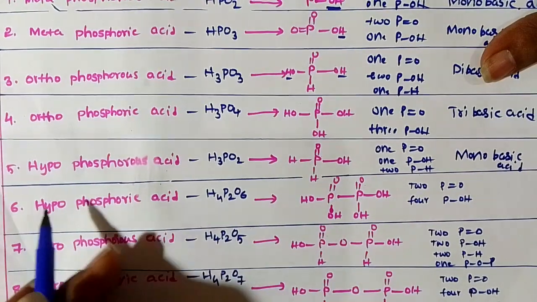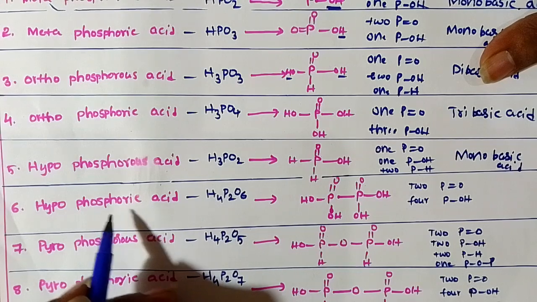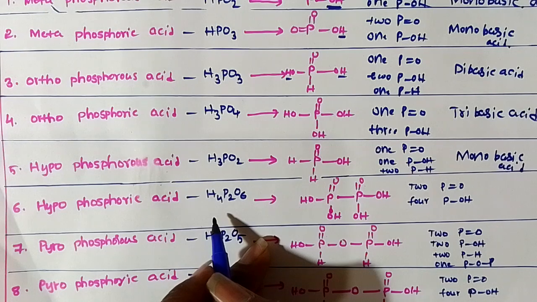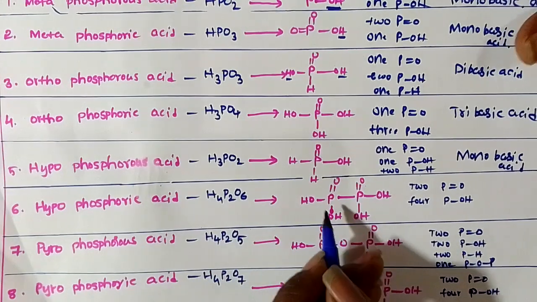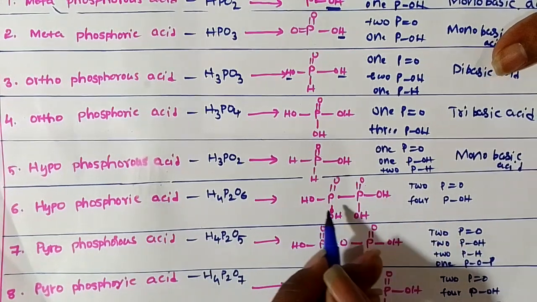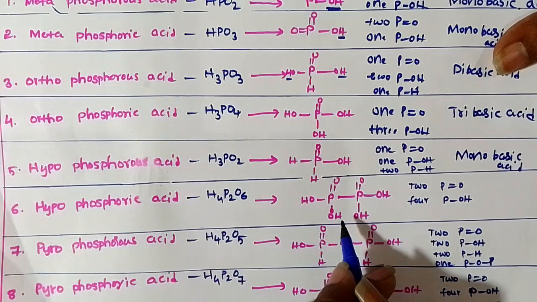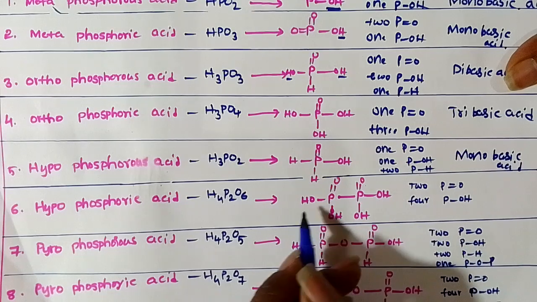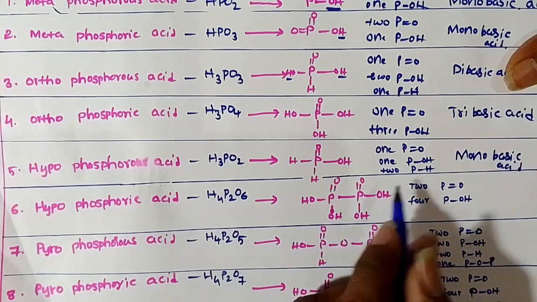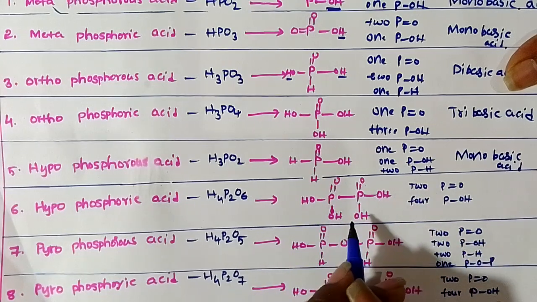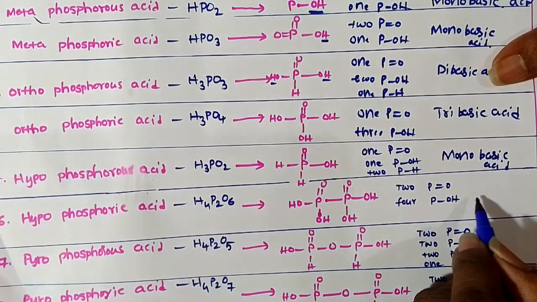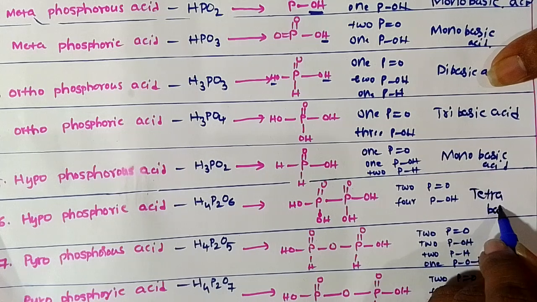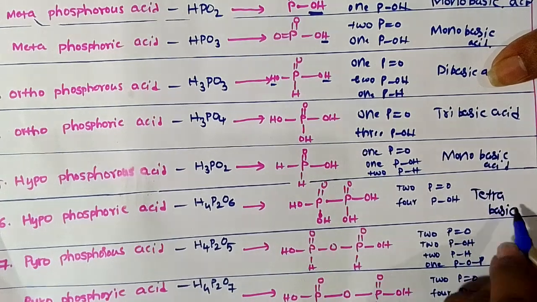Now coming to hypophosphoric acid. The formula is H4P2O6 and the structure is like this. It contains two P=O groups and four P-OH groups. Due to the presence of four P-OH groups, it contains four acidic hydrogens. These are ionizable and these four hydrogen atoms can be replaced with a base. Thus it is a tetrabasic acid.